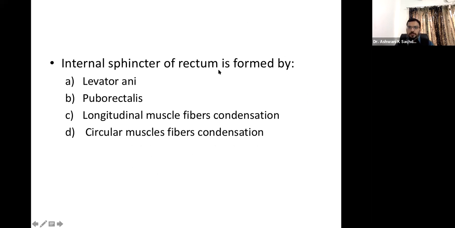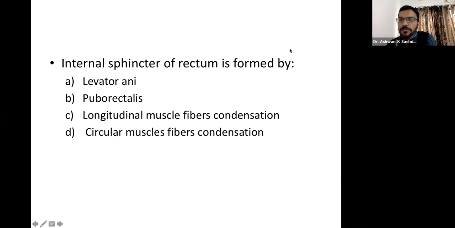So I'll ask one question here. Okay, there was one question from Raksha, recently asked in the Jitmar question: the least helpful in anal continence is levator ani, internal sphincter, external sphincter, and rectal sensation.